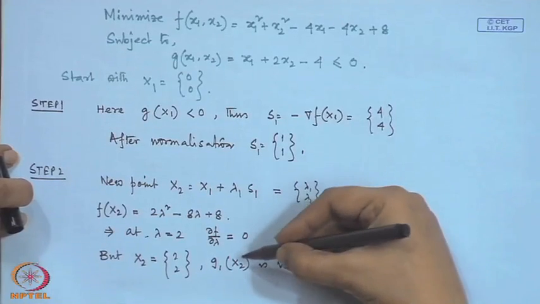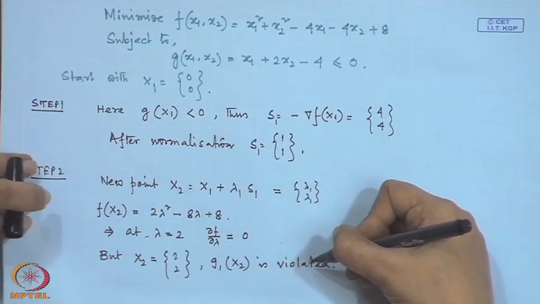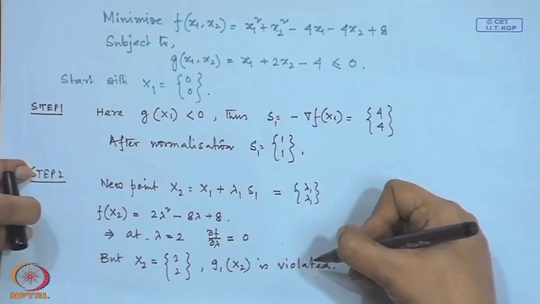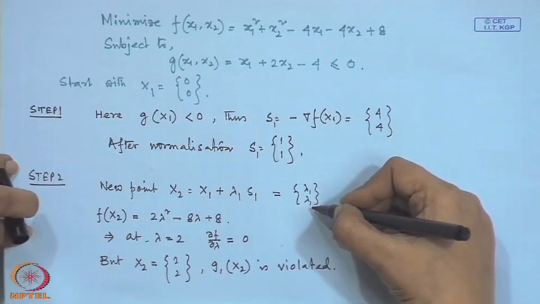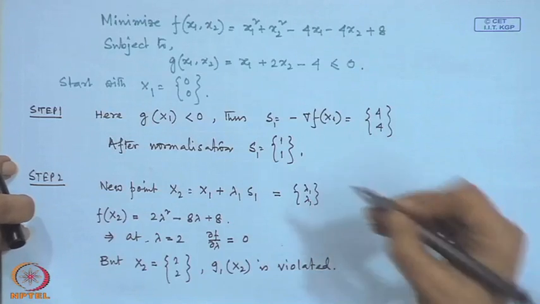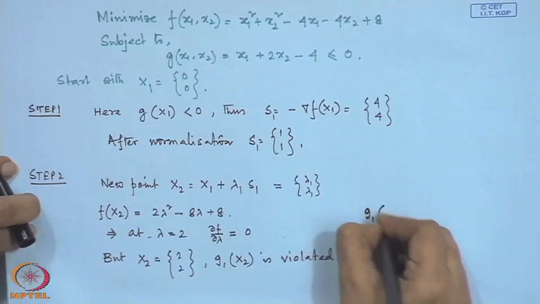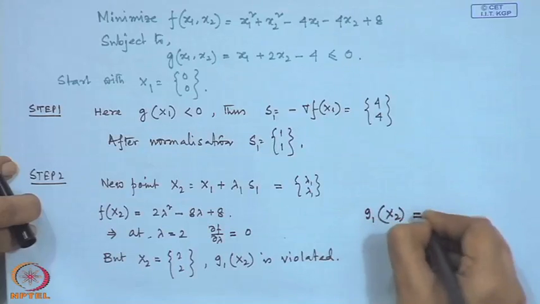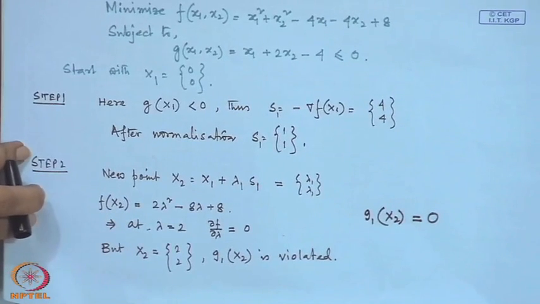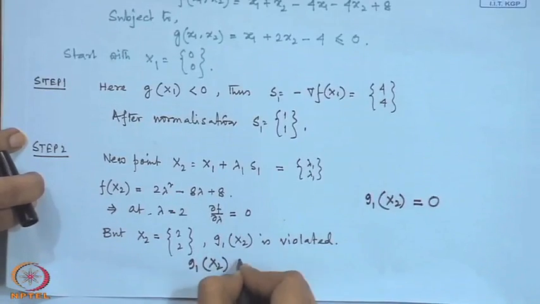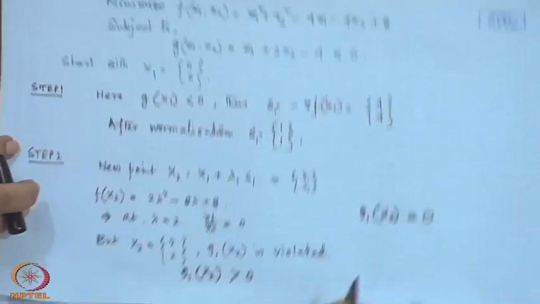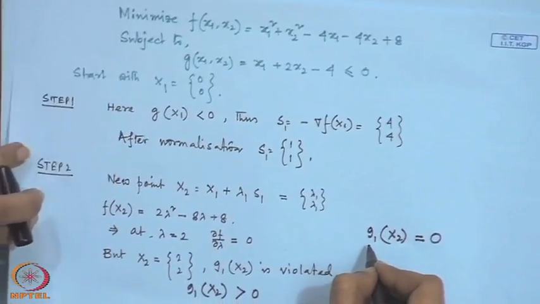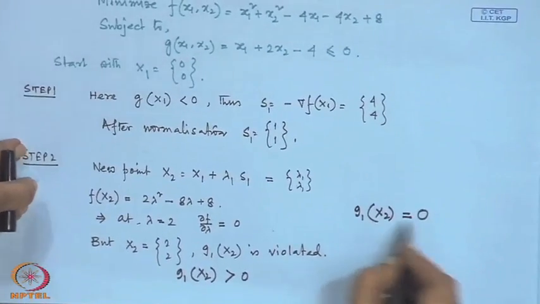That means G1 is violated, that is not accepted. That is why what should be done? We have to reconstruct lambda 1, we have to suitably select lambda 1 in such a way that G1 x2 will be at the most on the boundary, alright. But here G1 x2 is coming greater than 0, it is not accepted. That is why we will select lambda in such a way that it is in the boundary.